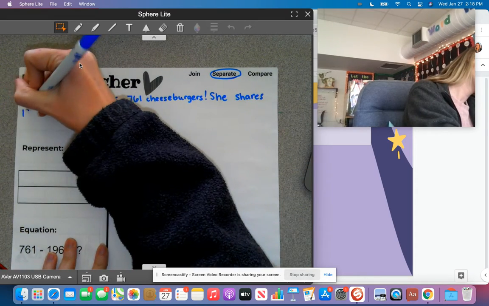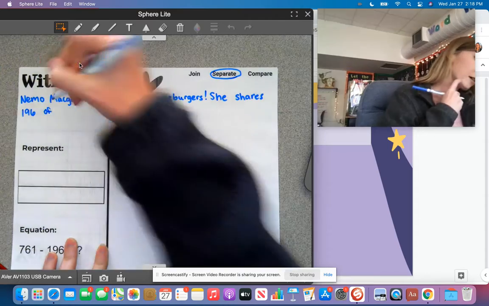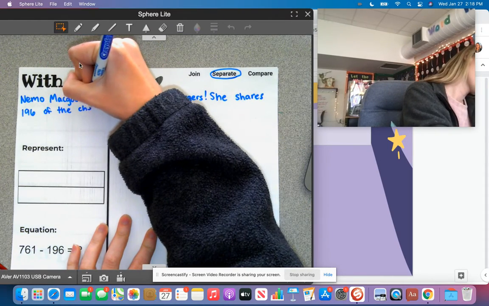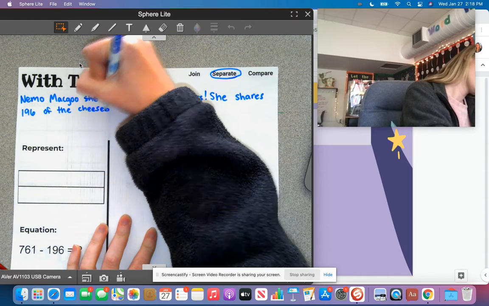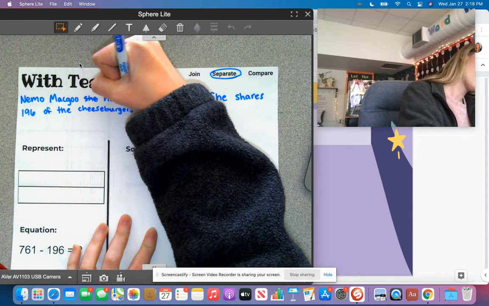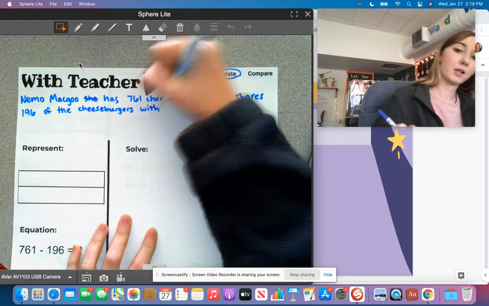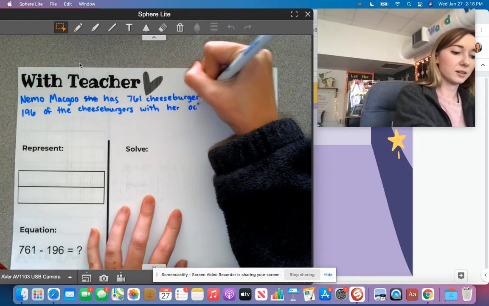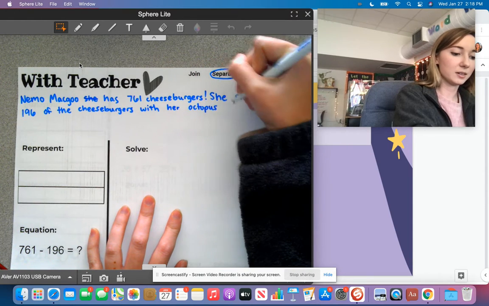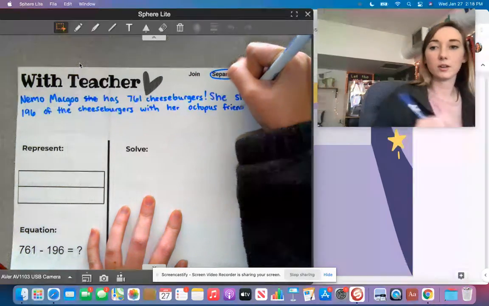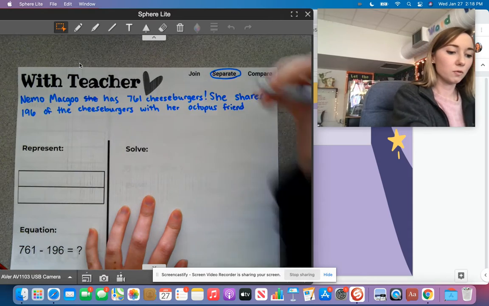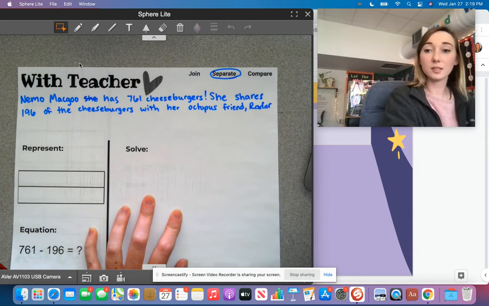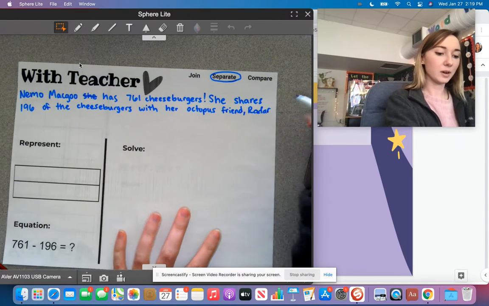196 of the cheeseburgers with her octopus friend, because she has an octopus friend, if you guys haven't heard that yet. With her octopus friend, Radar. Oh my goodness, and I'm using a comma there too. Look at that. Lots of writing stuff. Okay, her octopus friend, Radar.